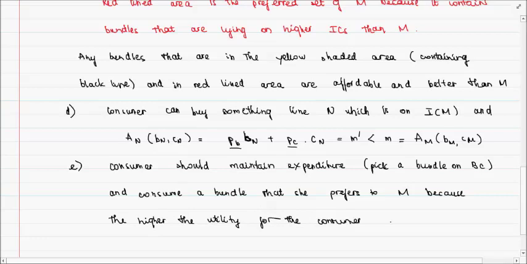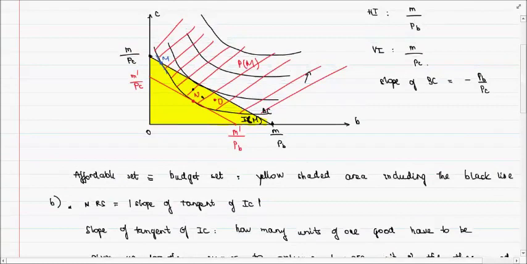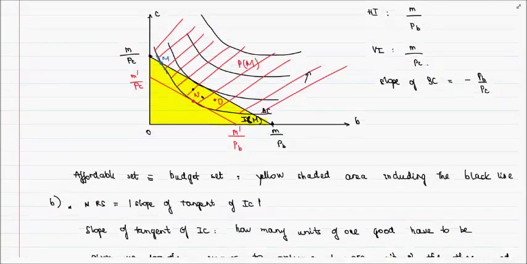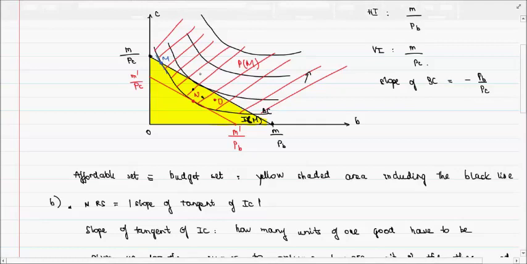Alright, so if anyone is curious about what bundle she should pick, that is going to be the tangency between the indifference curve and the budget constraint. We want her to be spending on her budget constraint, which is the black line, and on the highest indifference curve possible, and that is going to be the bundle over here. So this is going to be the optimal bundle for her.